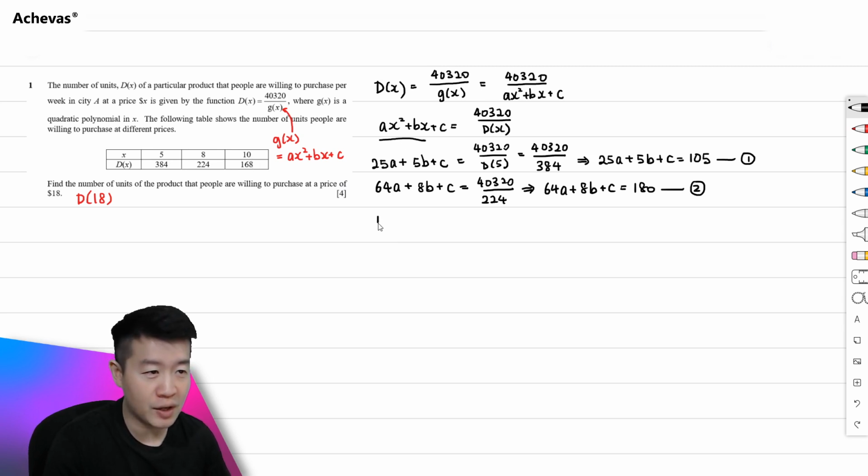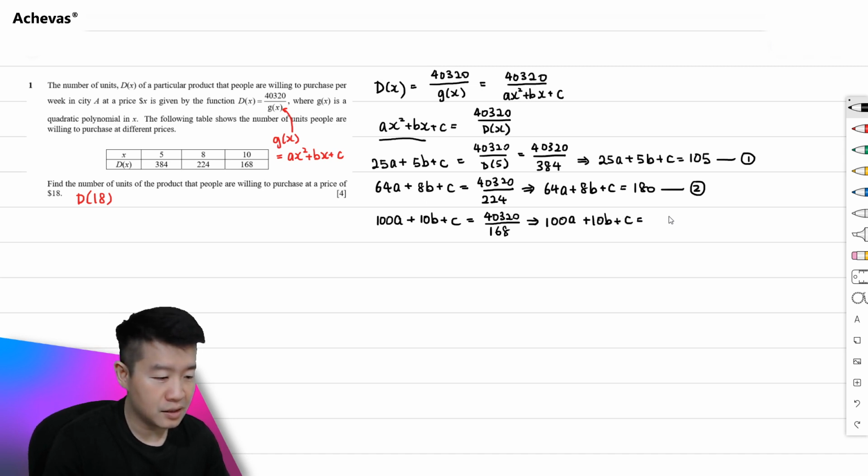The last equation is when x is equal to 10. So we have 10 squared, 100a plus 10b plus c, which is 40320 divided by d(10), 168. So this gives me my last equation: 100a plus 10b plus c is equal to 240. This is equation number 3.